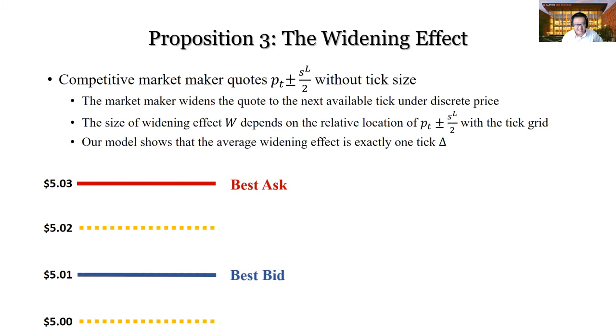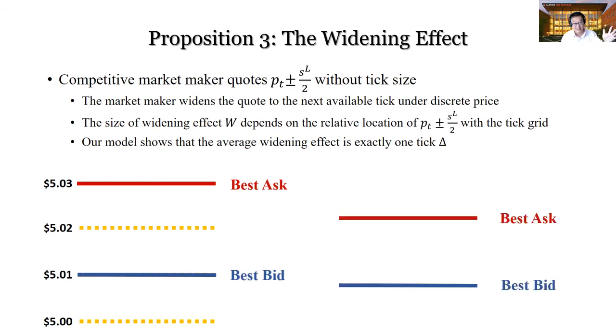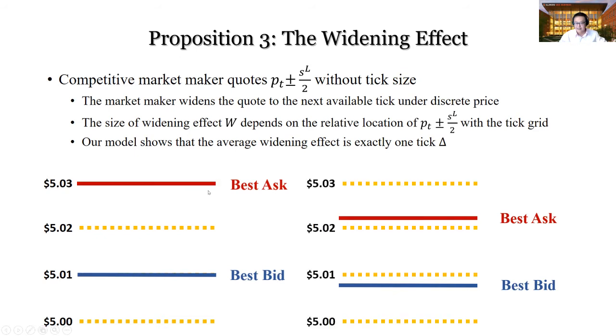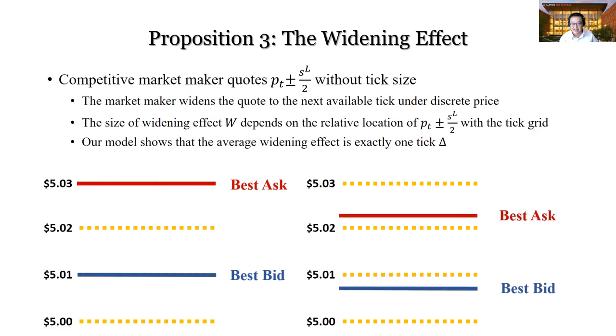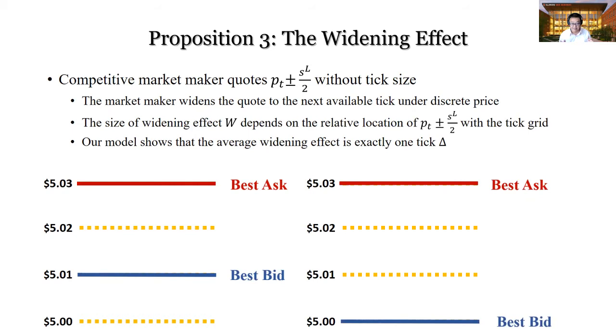But what's the size of the widening effect? It depends on the price. It also depends on where you are on the pricing grid. For example, the equilibrium spread, or break-even spread, in this example and this example is the same. But it happens that this price is slightly above this grid. This bid price is slightly below $5.01. And then the widening effect in this example is very close to 2 ticks. Our model shows that the average widening effect is exactly 1 tick.